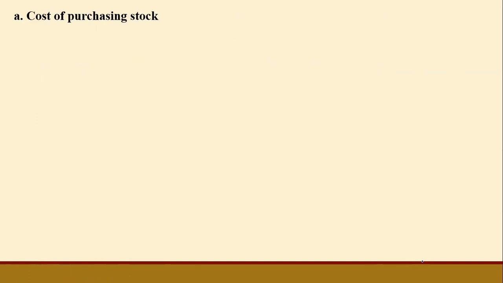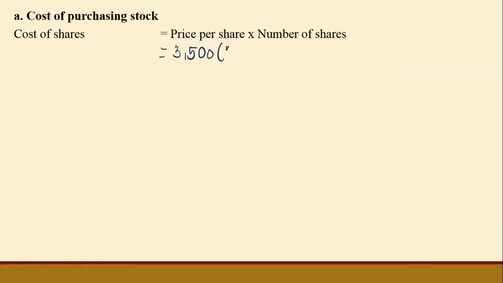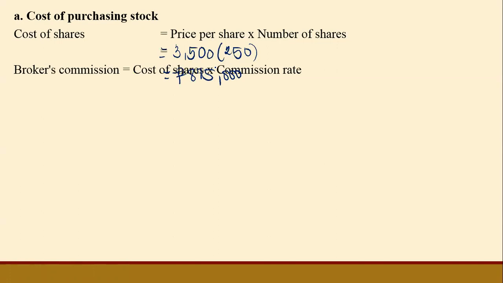Okay, so for letter A, we have the cost of purchasing stock. For computing this, we have the cost of shares, which is equal to the price per share times the number of shares. So this is equal to 3,500 times 250, which is now equal to 875,000 pesos.